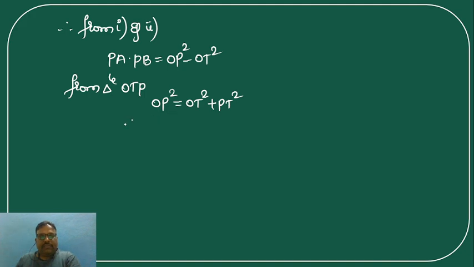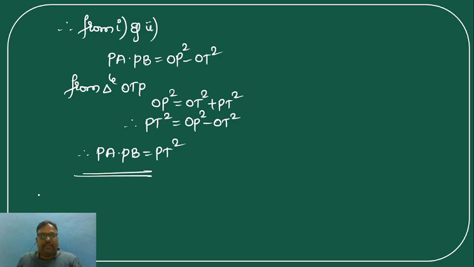Therefore PT square is equal to OP square minus OT square. So in the place of OP square minus OT square, I can write PT square here. Therefore PA into PB is equal to PT square. So we already proved the third condition also. I think we have completed all the three conditions. So this is the final answer. We will meet with the next question next time. Thank you.